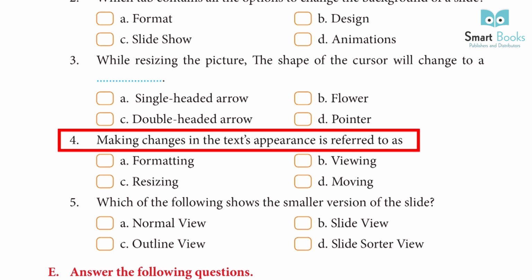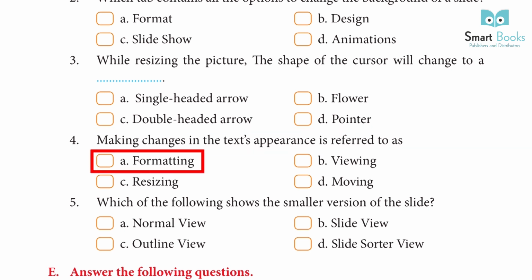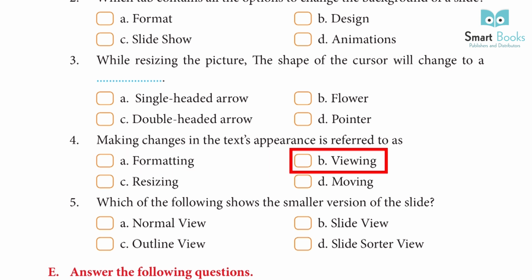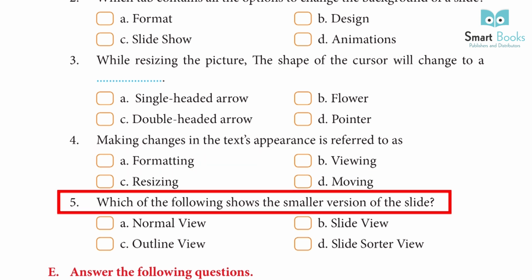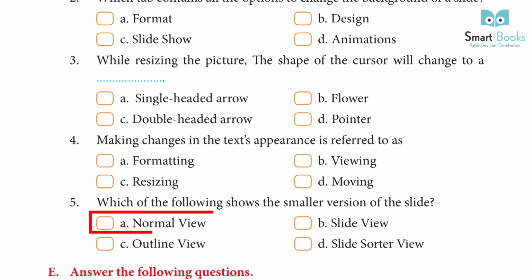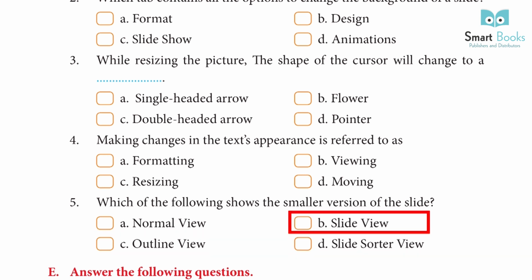4. Making changes in the text appearance is referred to as A. Formatting. B. Viewing. C. Resizing. D. Moving. Answer: A. Formatting. 5. Which of the following shows the smaller version of the slide? A. Normal view. B. Slide view. C. Outline view. D. Slide sorter view. Answer: D. Slide sorter view.